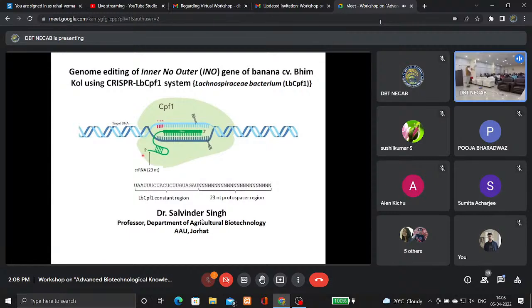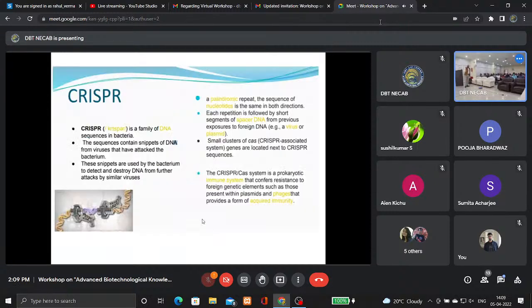For genome editing, one of the very important technologies or systems that has been developed is the CRISPR CPF1 or Cas9. So what is a CRISPR? It is an adaptive immune system developed by bacteria. Okay? They have an adaptive immune system.